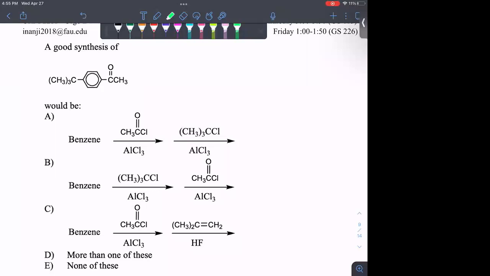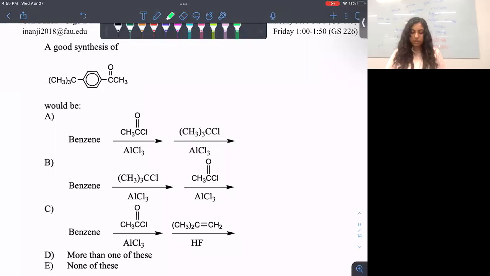B? It would be B, yes. And you know that because this is Friedel-Crafts. So it's Friedel-Crafts alkylation and then acylation. So the important thing here is the order.